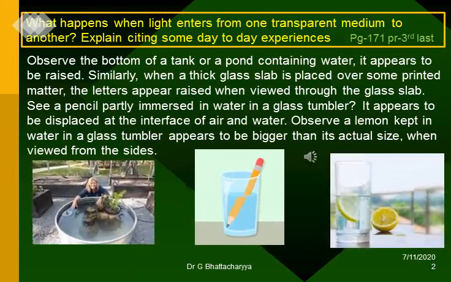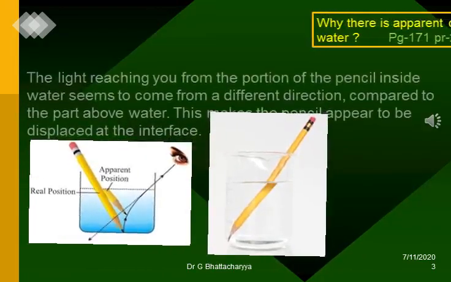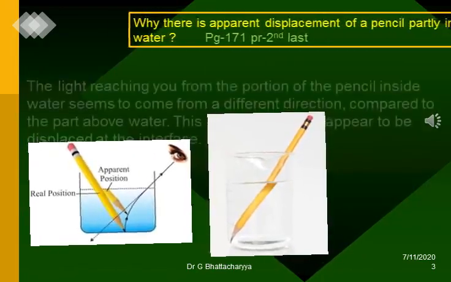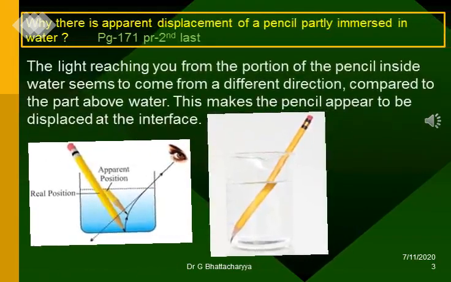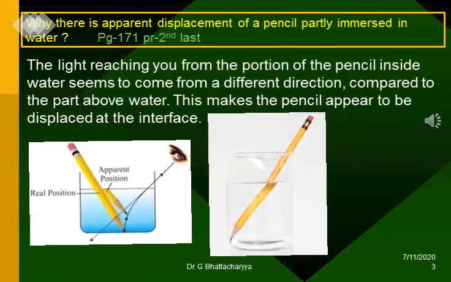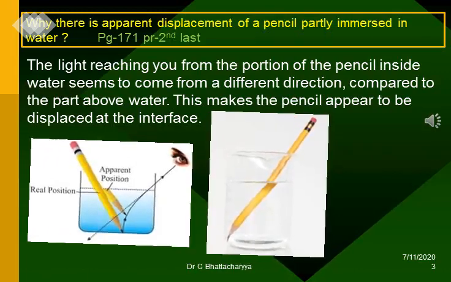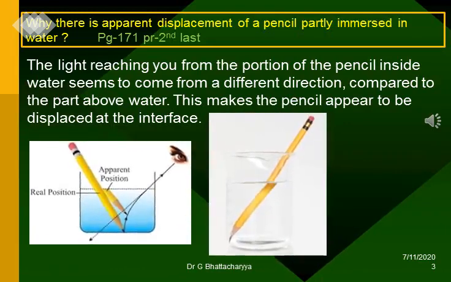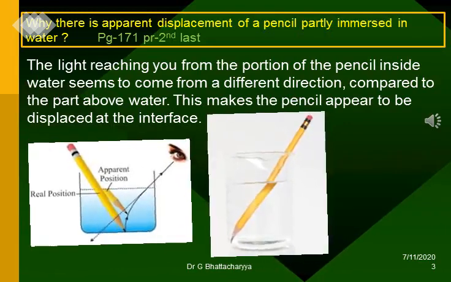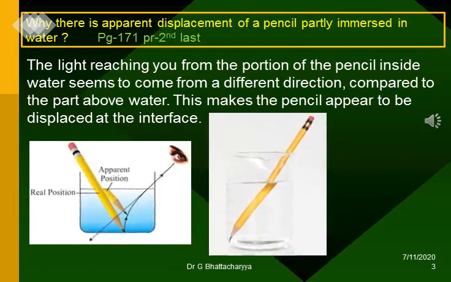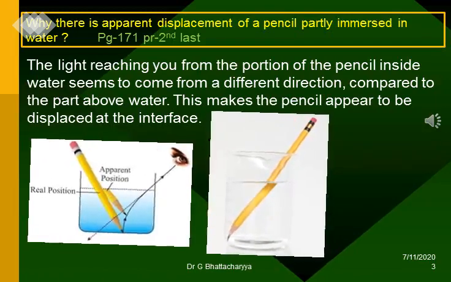from the sides. Why is there apparent displacement of a pencil partly immersed in water? The light reaching you from the portion of the pencil inside water seems to come from a different direction compared to the part above water. This makes the pencil appear to be displaced at the interface.